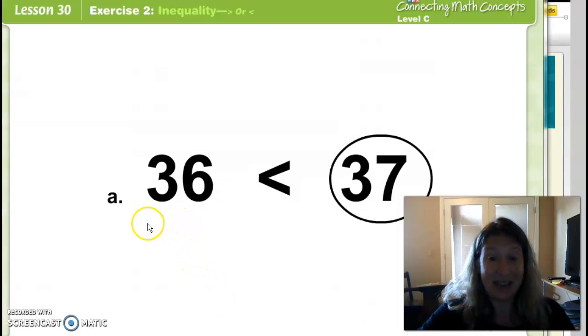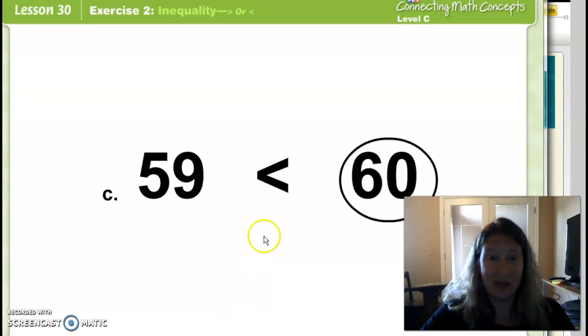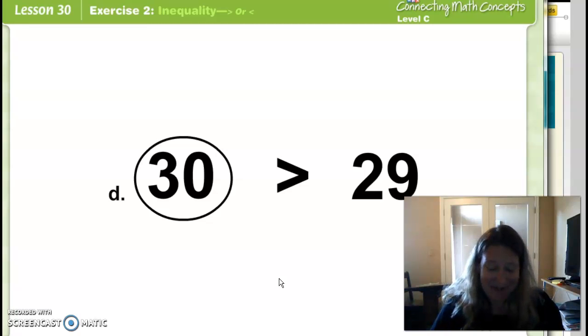So for A, you should have 37 as the bigger number. Notice the bigger end of the sign goes next to the bigger number. For B, you should have 30 as the bigger number. For C, 60 is the bigger number. And for D, 30 is the bigger number. Okay, good job with that.